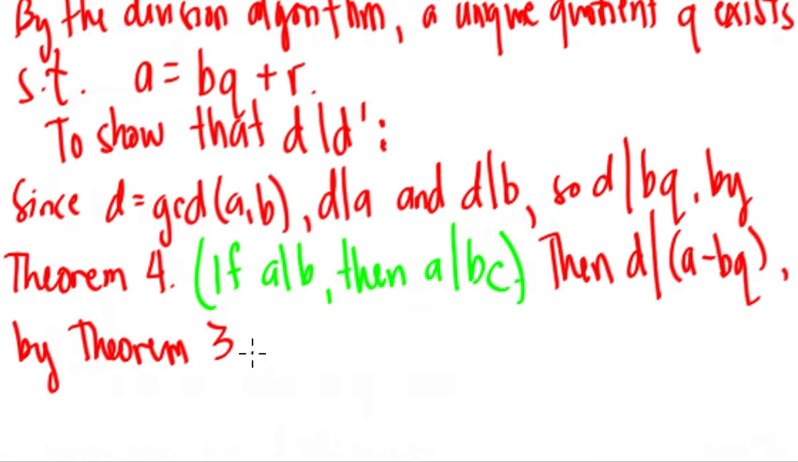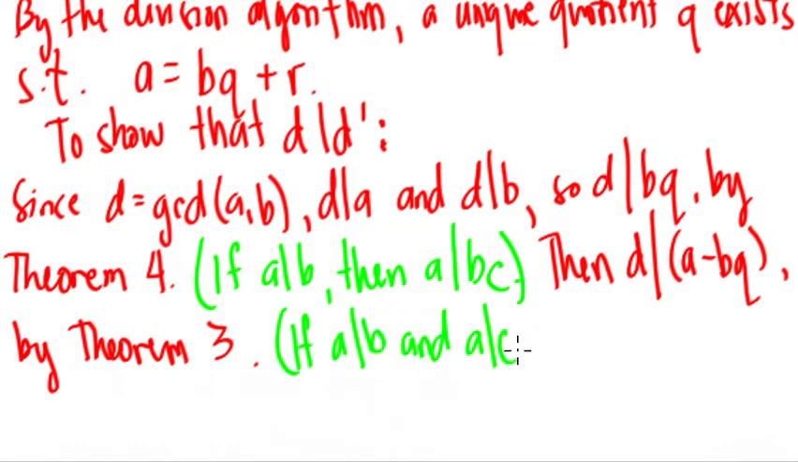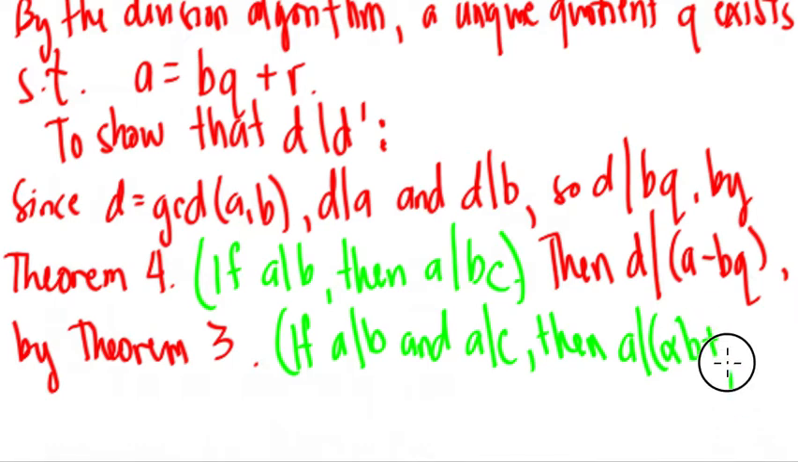So what does theorem 3 state? Theorem 3 states that if A divides B and at the same time A divides C, then A divides the linear combination of these, so we have alpha B plus beta C.